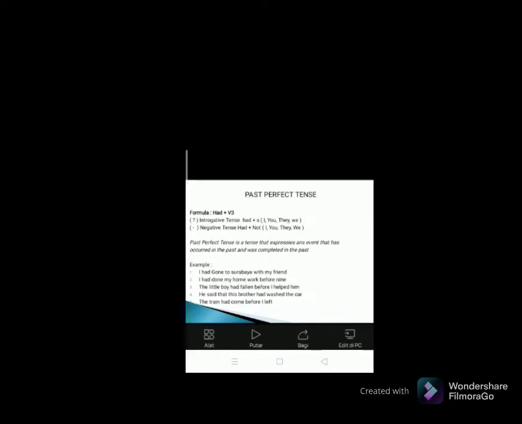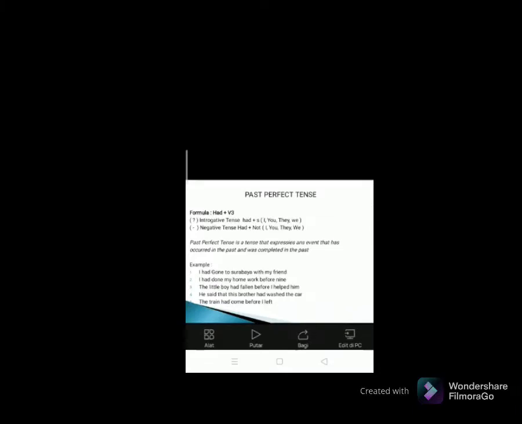In interrogative sentences, you use had plus subject, like I, you, they, we. And in negative sentences, you use had and not, like I, you, they, we. Remember this.